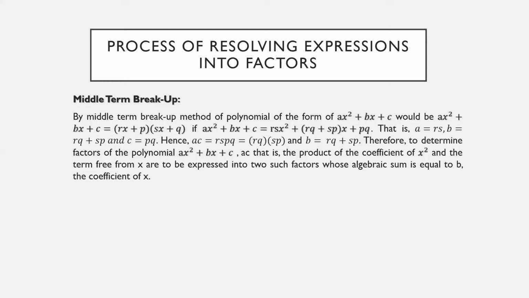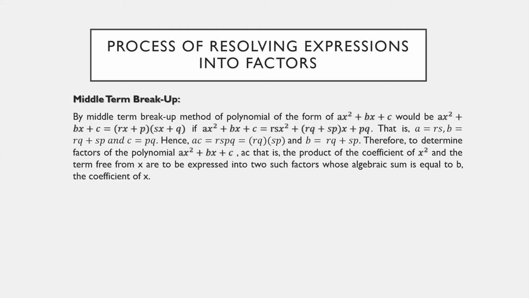If we want to find the similarities between middle term breakup and middle term factorization, we can see that in middle term factorization we have factorized q, the constant term, only the constant term, but in the middle term breakup method we have to factorize the product of the constant term and the coefficient of x square. So that is ac. This is the only difference between middle term factorization and middle term breakup, and the rest was the same.